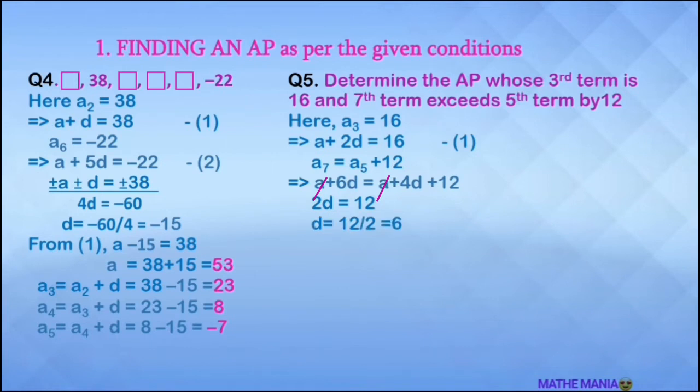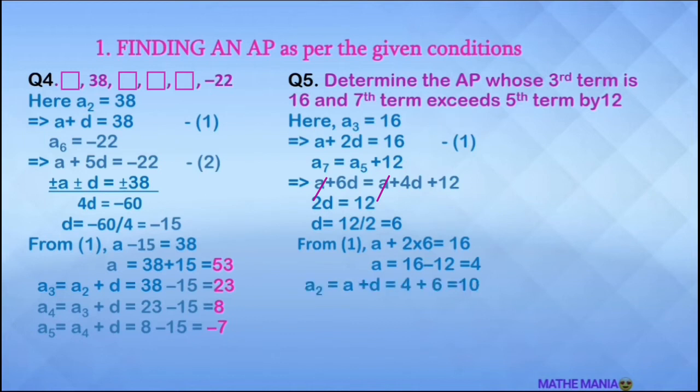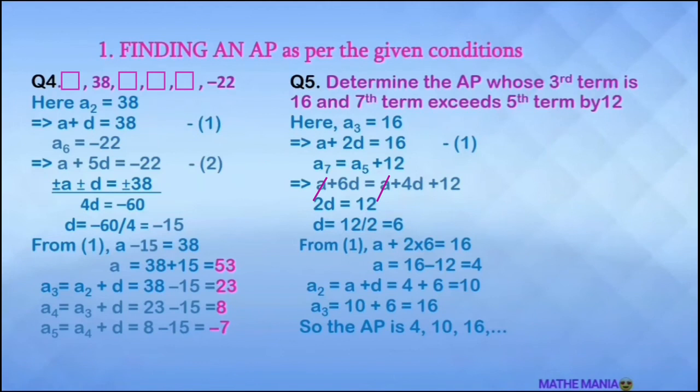In order to find A, I'll put it in equation 1. So I get A plus 2 into 6 is equal to 16, or A is equal to 16 minus 12 equal to 4. Now as we are asked to find the AP, we need to find at least the first three terms of this AP. So A2 is equal to A plus D equal to 4 plus 6, that is 10. A3 is equal to 10 plus 6, that is 16. And so the AP is 4, 10, 16, and so on.